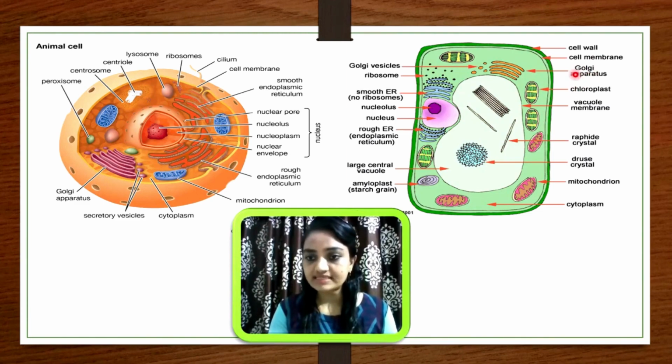Okay, then cell membrane, Golgi apparatus, chloroplast, then vacuole membranes, then raphide crystal. Here you can see raphide crystal and the large vacuole. See here, the vacuole size is very large, almost covering the whole cell. Whereas in the animal cell, the vacuole is totally absent sometimes.